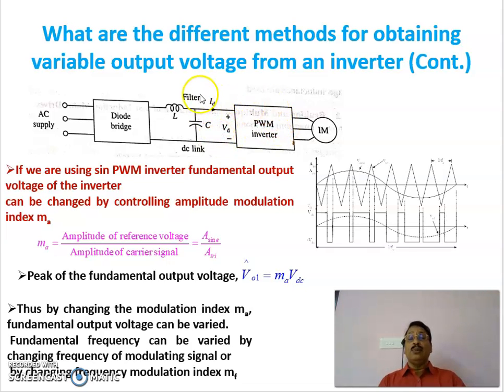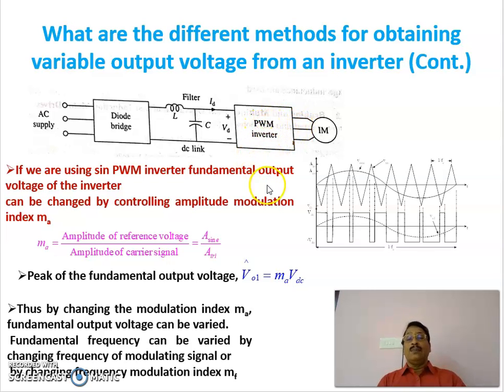Therefore, the inverter input is a fixed DC, and that is given to a PWM inverter, and the output of this inverter is connected to the stator of an induction motor. Now let us see how the stator voltage can be controlled by using a PWM inverter.